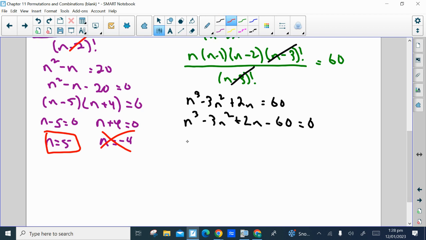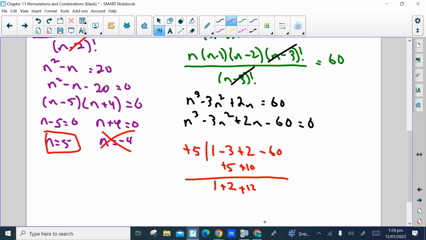But what we always did is we change it to a plus 5 instead of a minus 5, so we could add as we go along here. We're trying to find any and all answers for n here that will make that third degree polynomial equal 0. So 1 times 5 is plus 5, and we're adding. 5 times 2 is plus 10, and we're adding. 5 times 12 is plus 60. We get a remainder of 0.